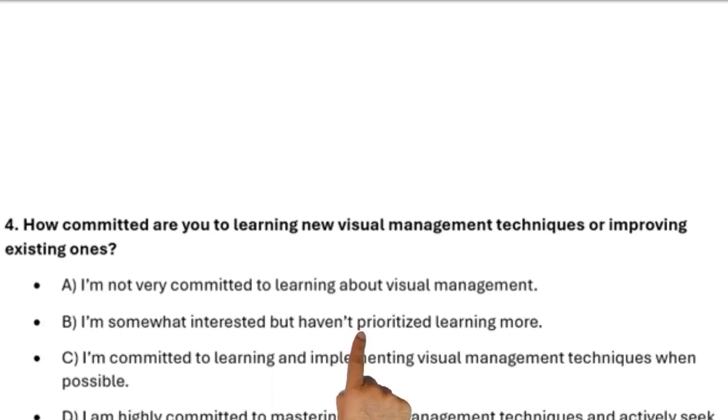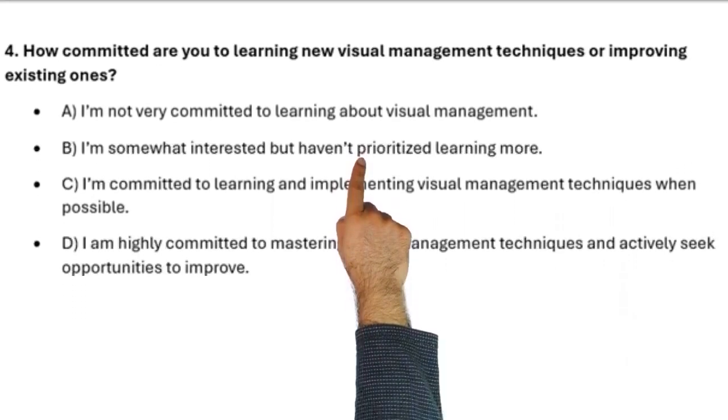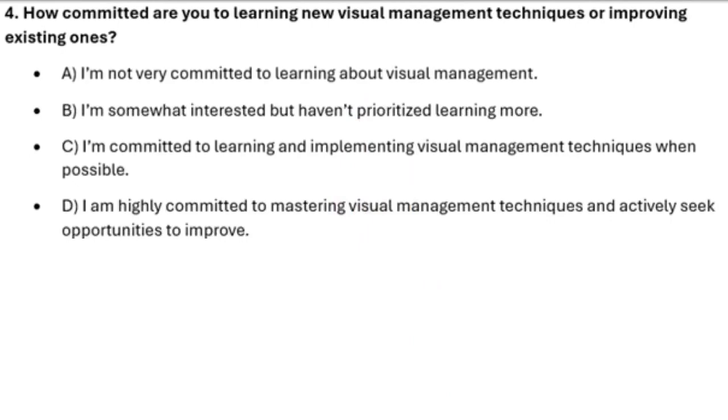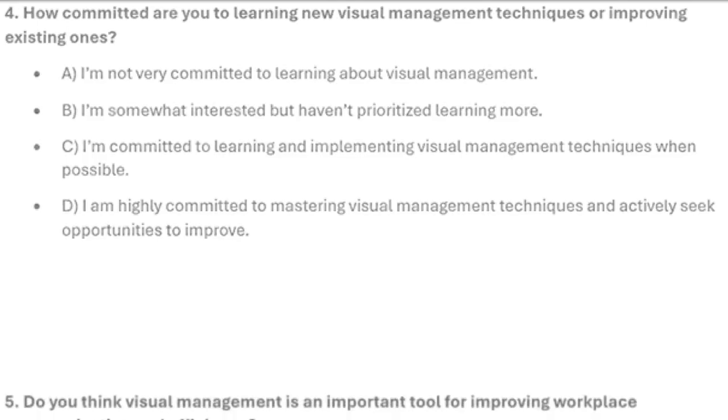4. How committed are you to learning new visual management techniques or improving existing ones? A. I'm not very committed to learning about visual management. B. I'm somewhat interested but haven't prioritized learning more. C. I'm committed to learning and implementing visual management techniques when possible. D. I am highly committed to mastering visual management techniques and actively seek opportunities to improve.